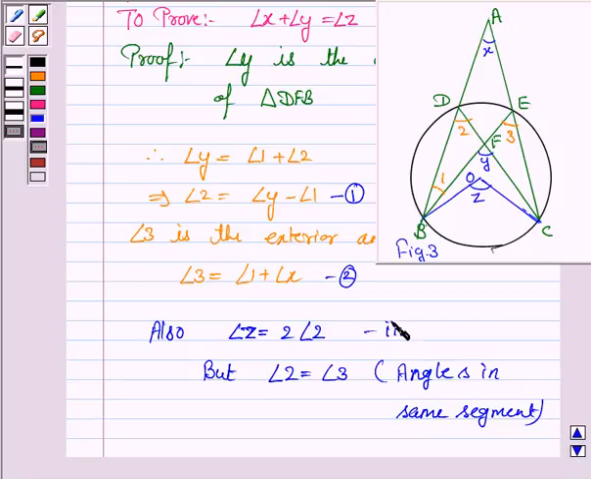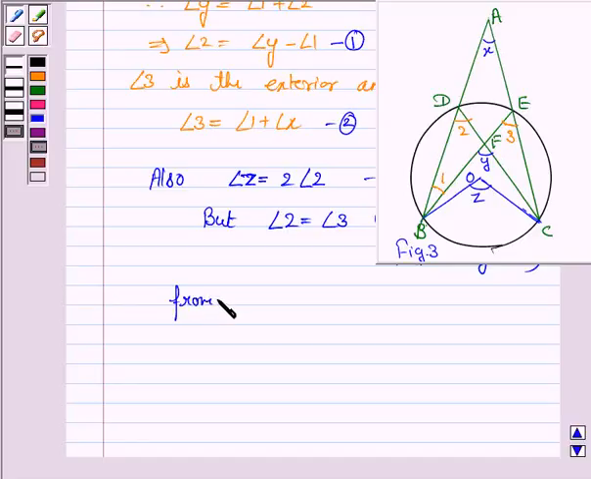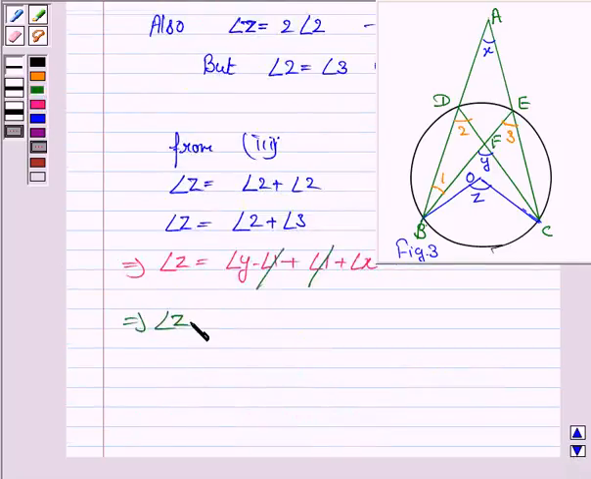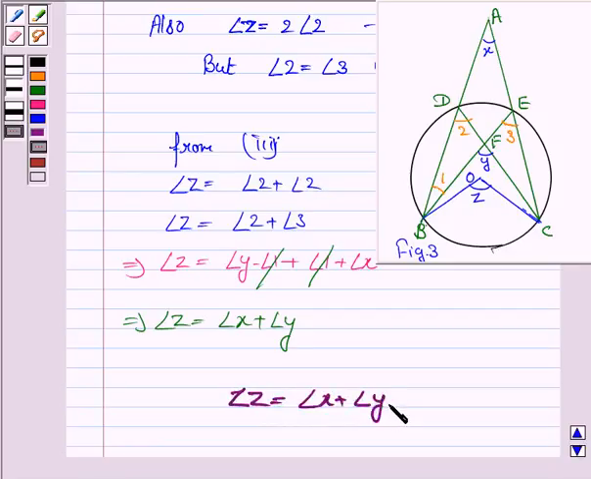So from 3 we have angle Z is equal to angle 2 plus angle 2. So we have angle Z is equal to angle 2 plus angle 3, as angle 2 is equal to angle 3. So this implies angle Z is equal to angle 2, which is angle Y minus angle 1, plus angle 3, which is angle 1 plus angle X. Now angle 1 gets cancelled with angle 1 and we are left with angle Z is equal to angle X plus angle Y. Hence we have proved that angle Z is equal to angle X plus angle Y.